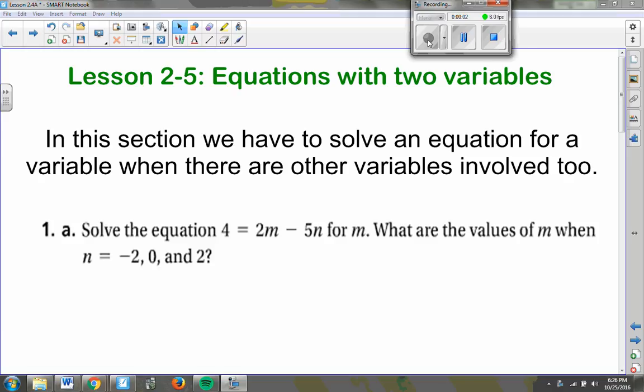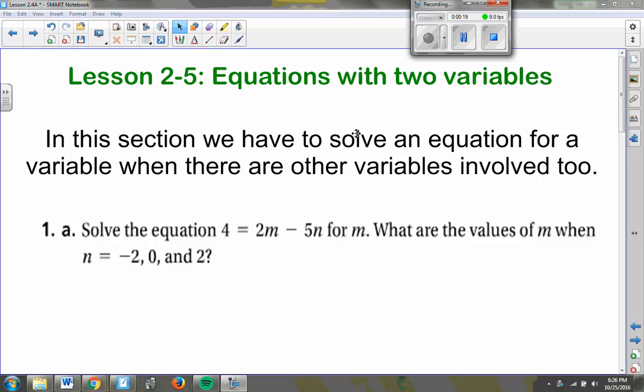All right, Algebra 1A students, welcome to part 1 of lesson 2.5, where we're going to be dealing with equations that have two variables in them. Not just one anymore, but two variables, and we're still going to have to isolate or solve an equation for a variable, even though there's other variables as well.